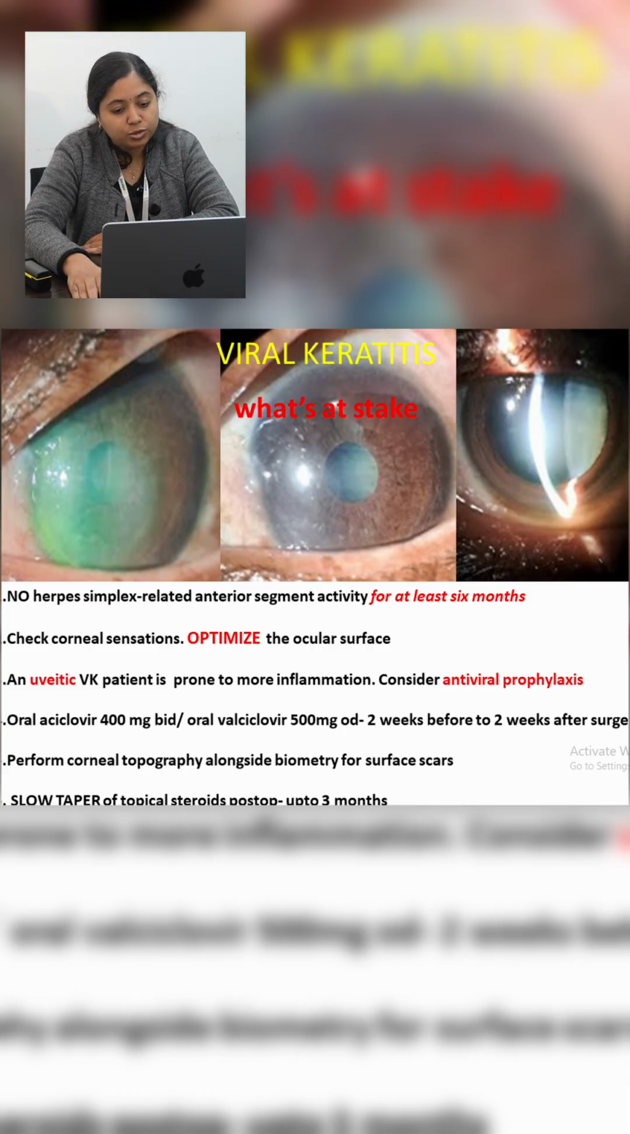Always perform corneal topography alongside biometry in these patients because of corneal scars. And last but not the least, slowly taper your steroids post-operatively, maybe up to 3 months.